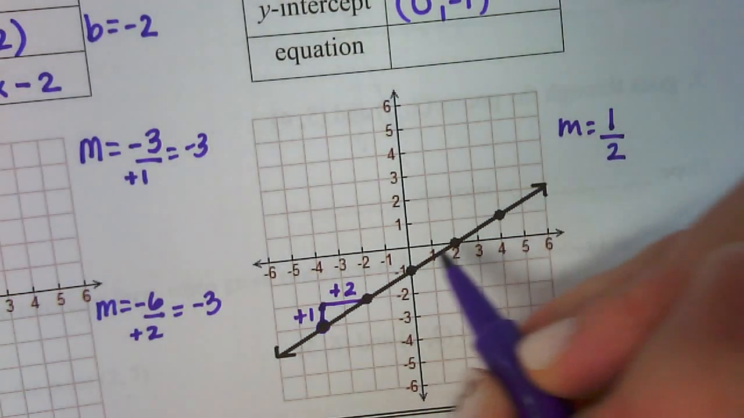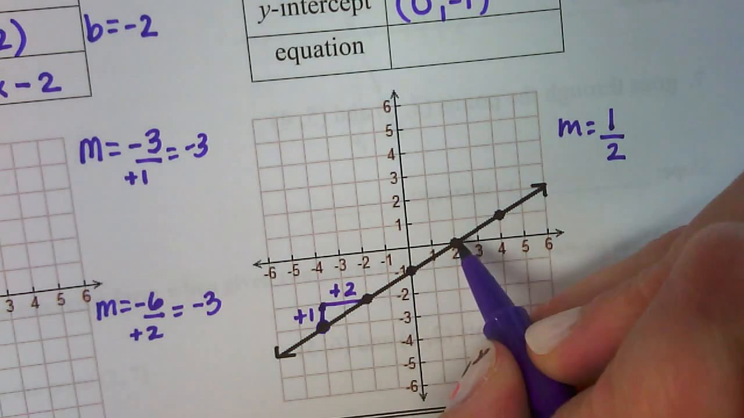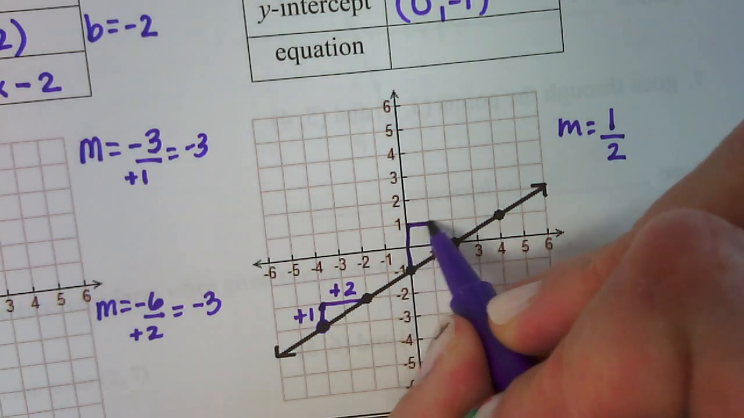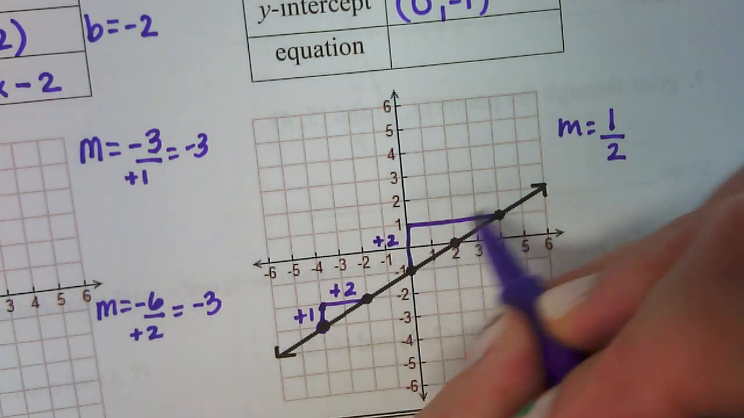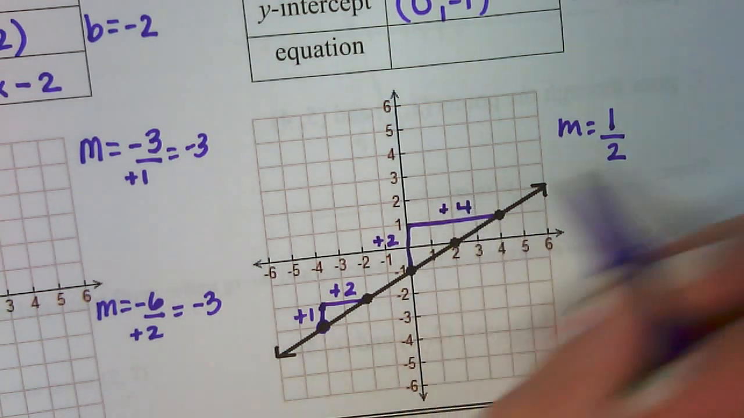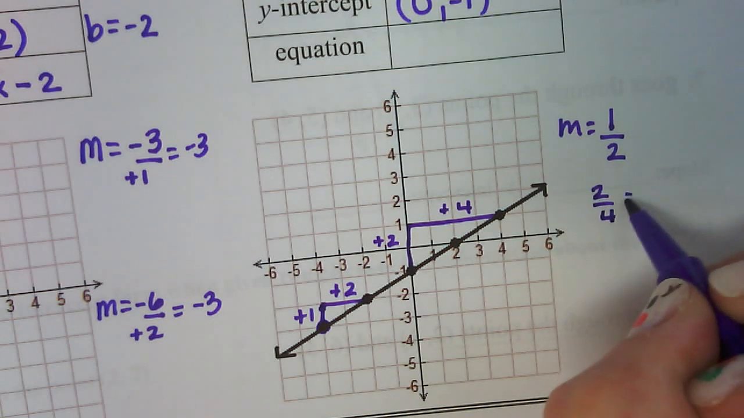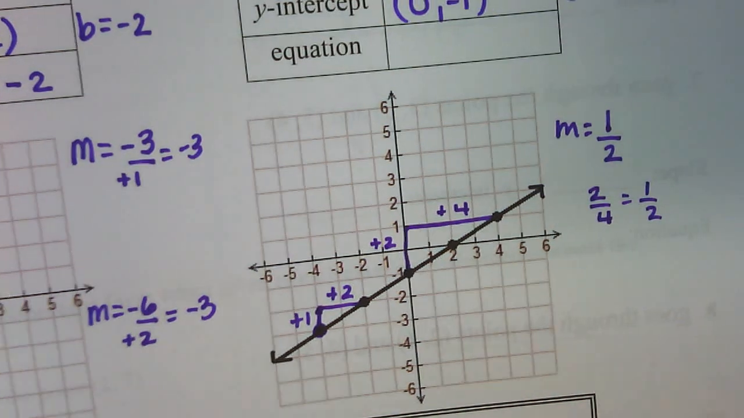If I wanted to pick different points on my graph, let's say I picked this point and I traveled over here to this point, I went up 2 and I went right 4. So 2 over 4 still gives me 1/2.